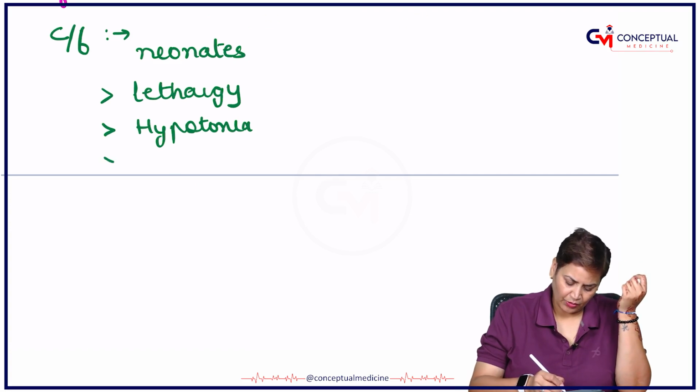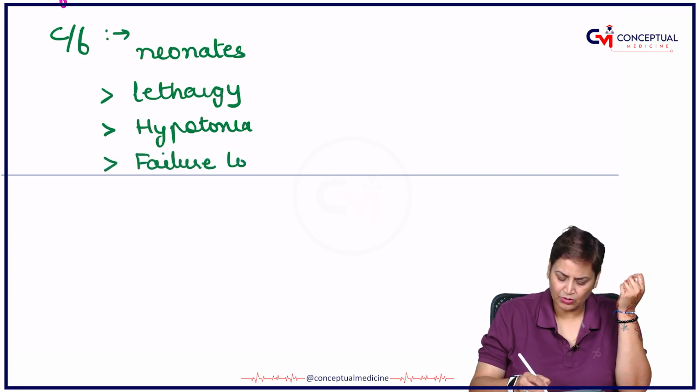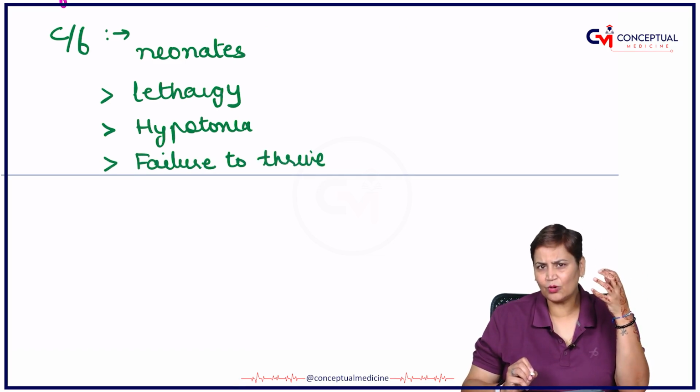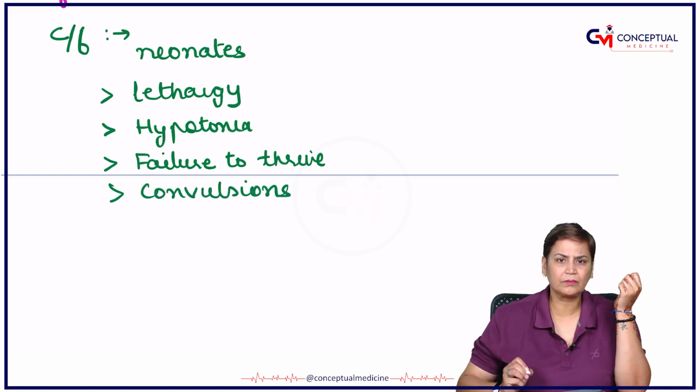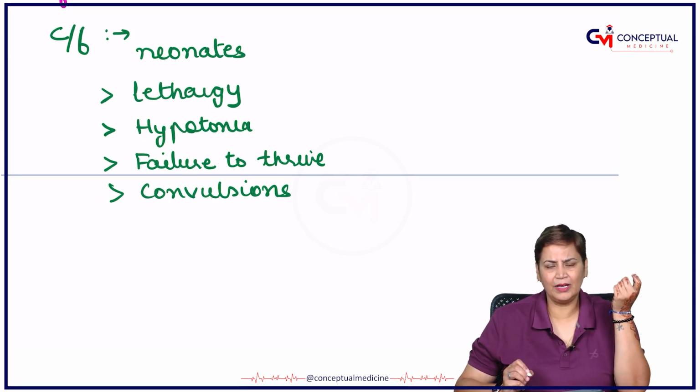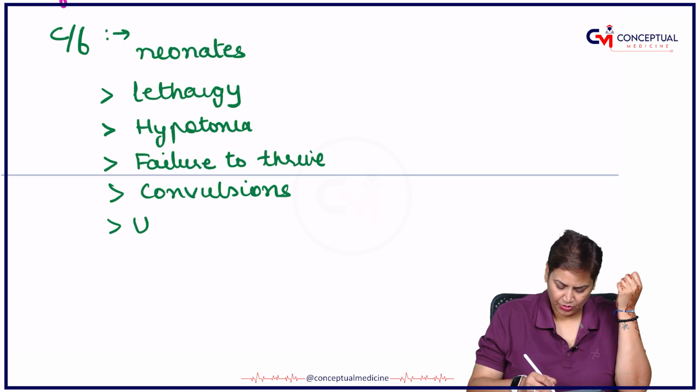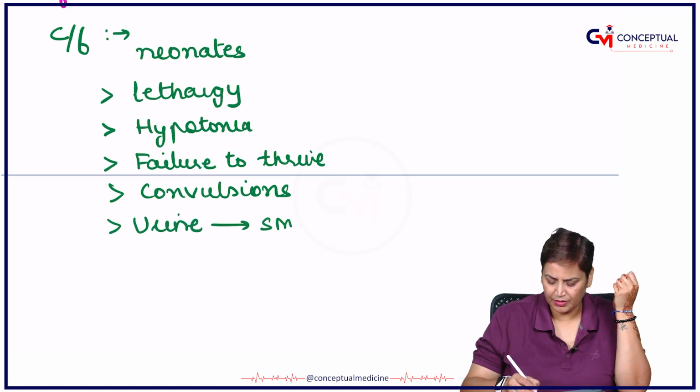It will be difficult for the child to survive, with failure to thrive. Since the child is undergoing hypoglycemia, it might lead to convulsions. And the most important one is that the urine will give the smell of burnt sugar, as if some charring has taken place somewhere. Urine gives the smell of burnt sugar.